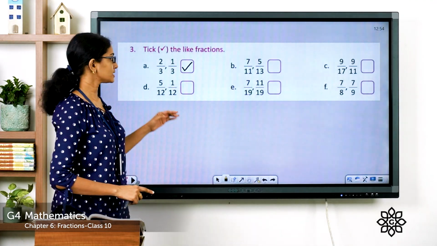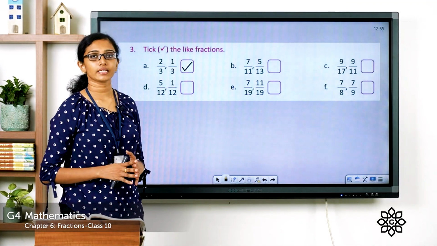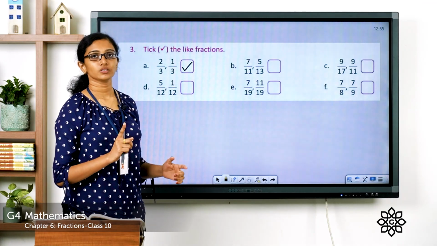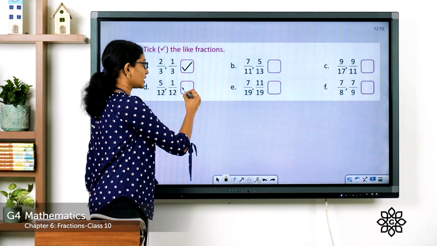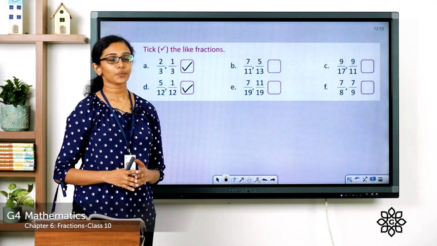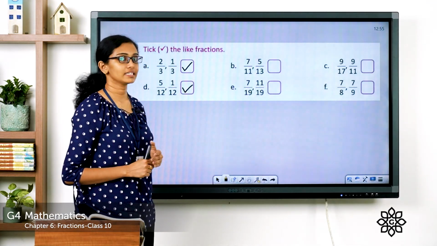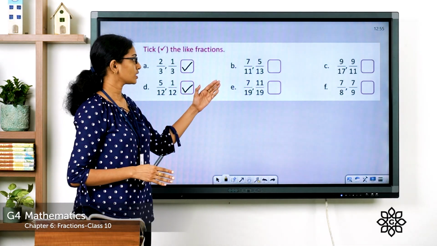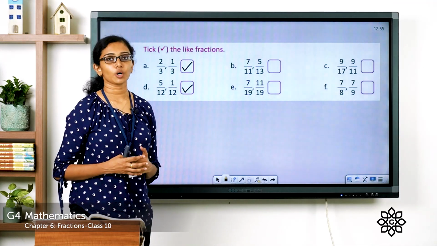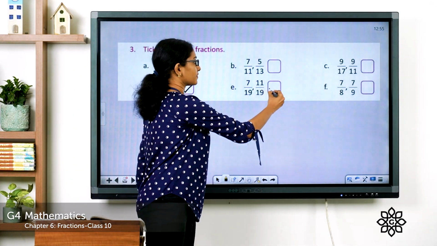Look at the denominators, 12 and 12 in both the cases. The denominators are the same, so they are like fractions. Let's put a tick mark in the box. Now, question E, 7 by 19 and 11 by 19. They have the same denominator, so they are also like fractions.